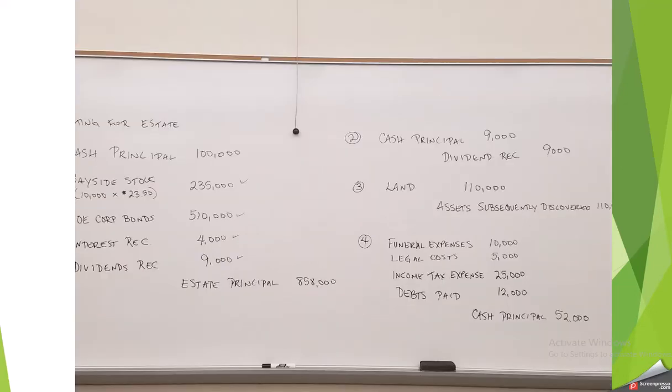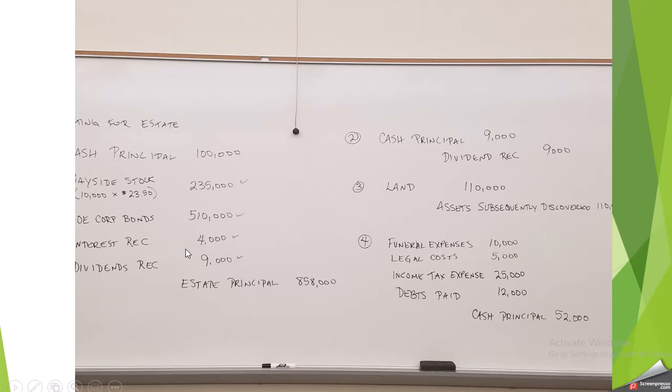Okay, then we get into our estate journal entries. So when you do the estates, basically you're just going to go bullet point by bullet point, or item by item, and then do the journal entry. So this first one here, we're setting up the initial estate when the person dies. So we have cash. Now it's called cash principal when it goes into the estate. Then we have our stock valued at what the current market value is on the date of death. Then we have the bonds that are also at the current value.